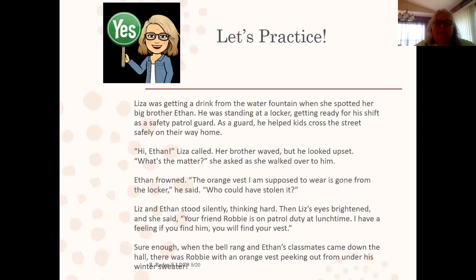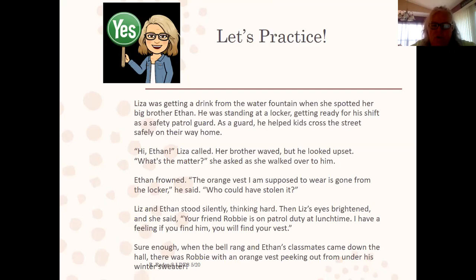Let's practice. Lisa was getting a drink from the water fountain when she spotted her big brother, Ethan. He was standing at a locker getting ready for his shift as a safety patrol guard. As a guard, he helped kids cross the street safely on their way home. Hi, Ethan, Lisa called. Her brother waved, but he looked upset. What's the matter? She asked as she walked over to him.